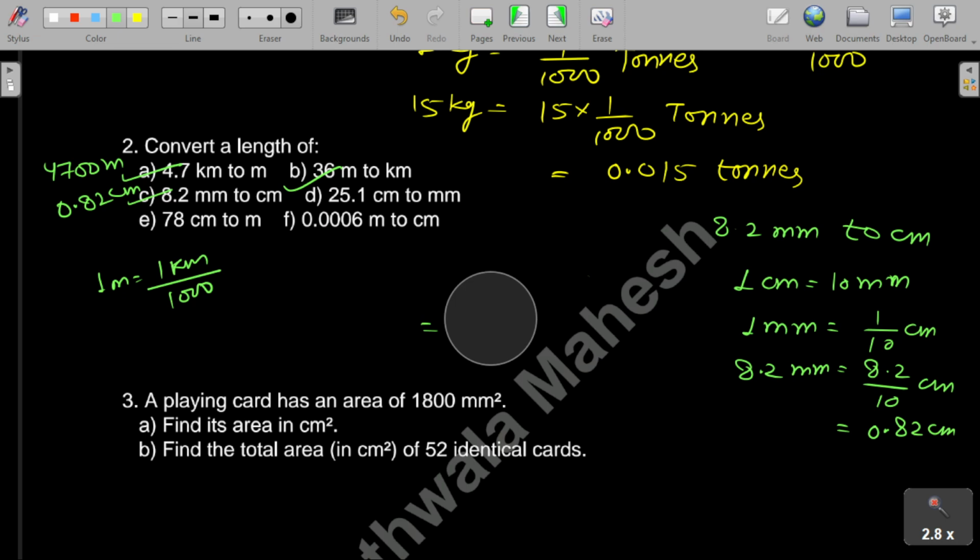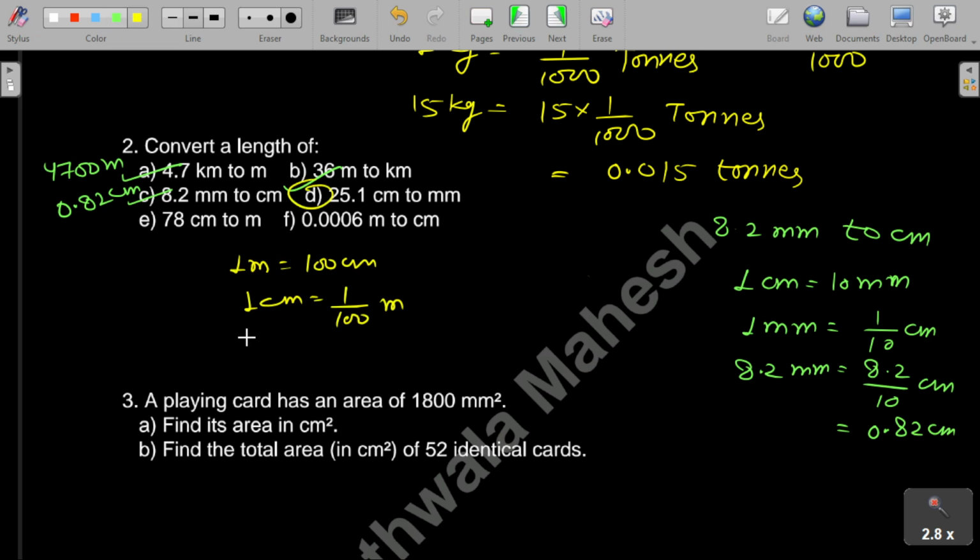Now this question, D option, you will do by yourself, and E option, centimeter to meter. 1 meter equal to 100 centimeter. So 1 centimeter equal to 1 upon 100 meter, and 78 centimeter equal to 78 upon 100, which is 0.78 meter.